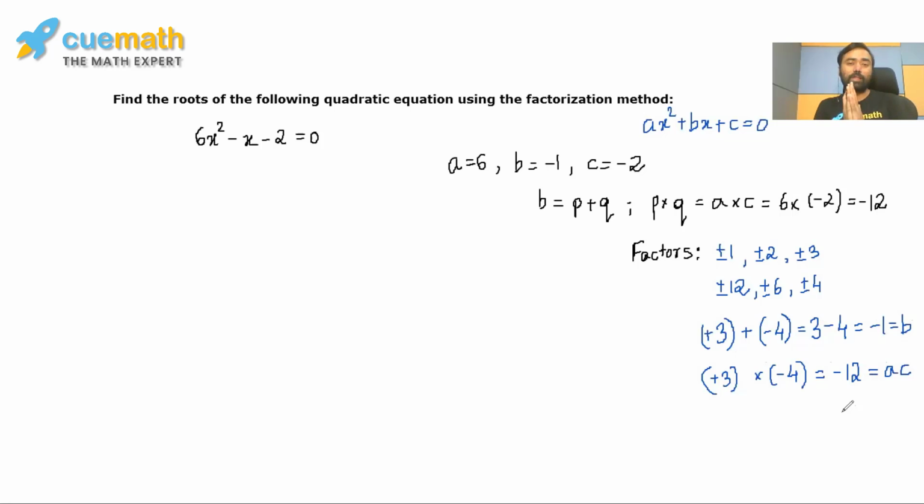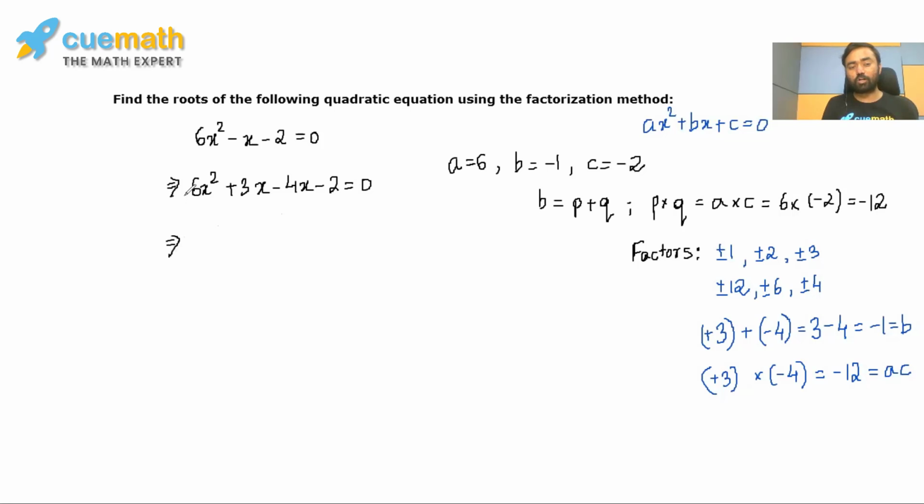So now we know what the values of P and Q are. So basically P is +3 and Q is -4. Now you can switch the values and you can take them as well. So let's now put these values in this equation. 6x square plus 3x minus 4x minus 2 is equal to 0. So plus 3x and minus 4x would give you minus x.